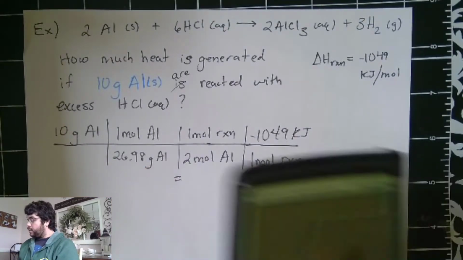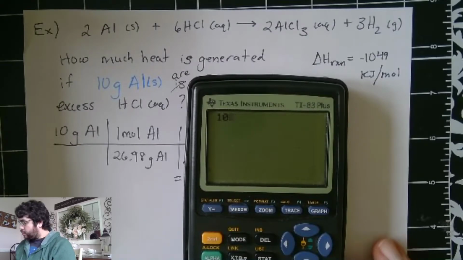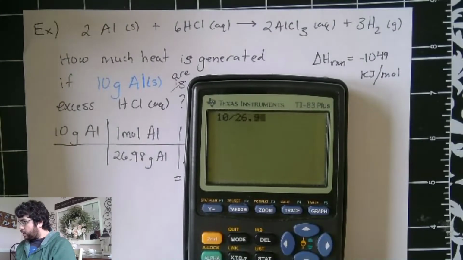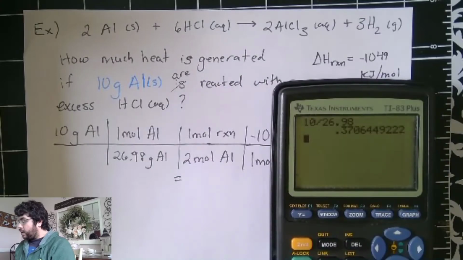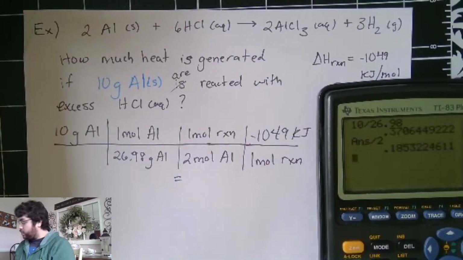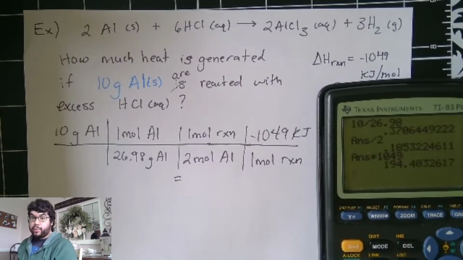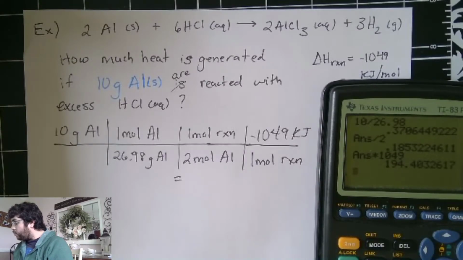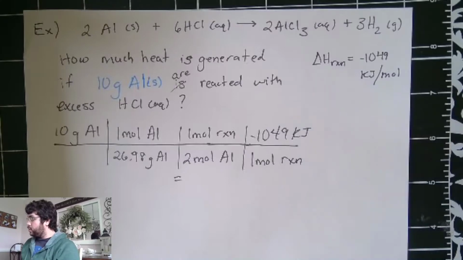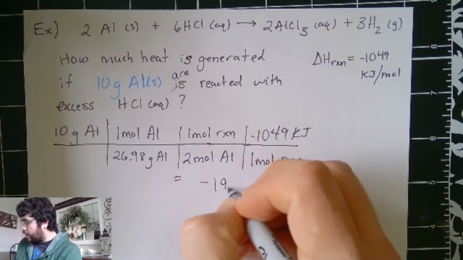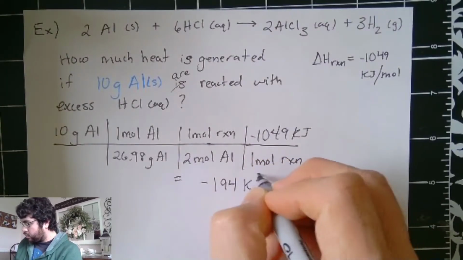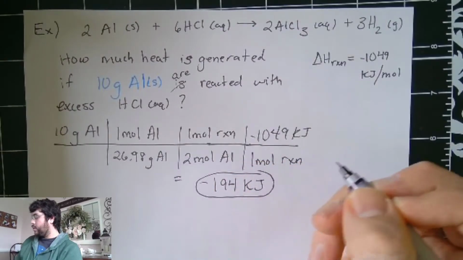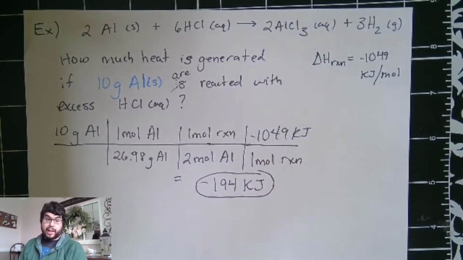Let's go ahead and do that. 10 divided by 26.98, okay? And then divided by 2, and then times 1049. Very, very similar to what we just did. This is going to be negative 194 kilojoules. So 194 kilojoules. Very similar to the last problem.